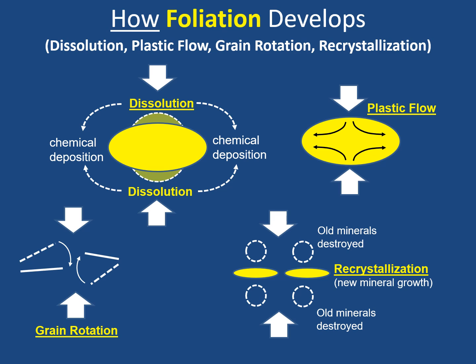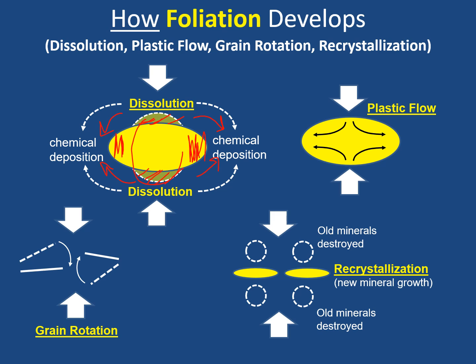Here's a quick slide just to illustrate a few of the ways that foliation can actually develop in the rock as the minerals are becoming aligned. One way is when material in an individual mineral, an individual crystal, is dissolved away and those atoms migrate to other portions of the same crystal. And this can ultimately cause the crystal to change shape.